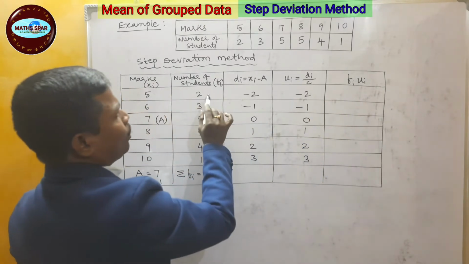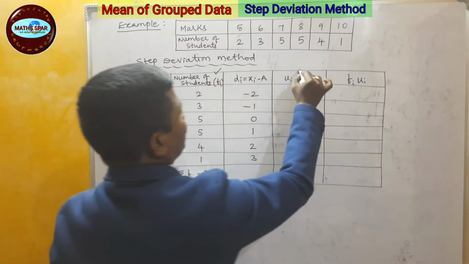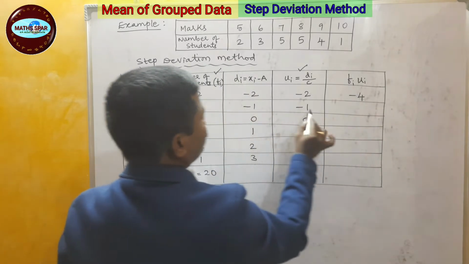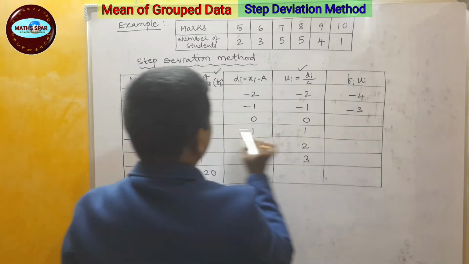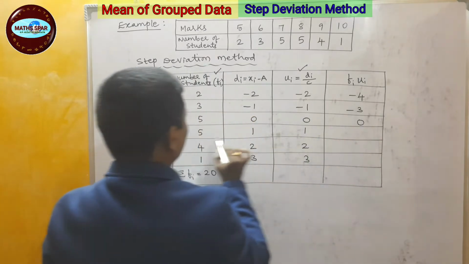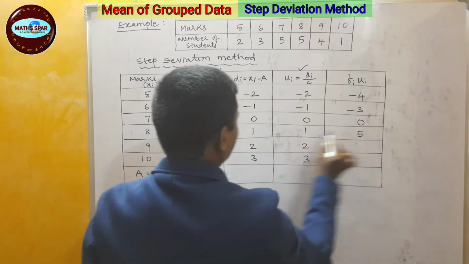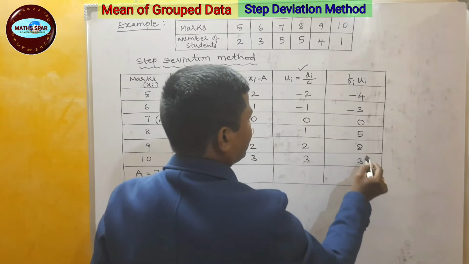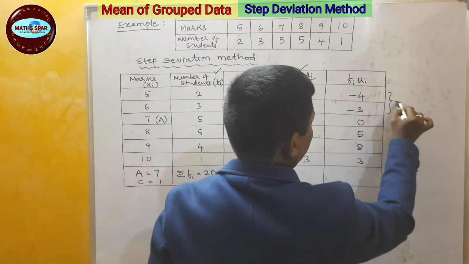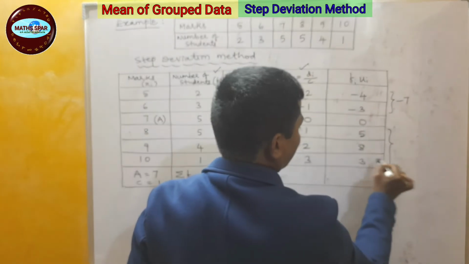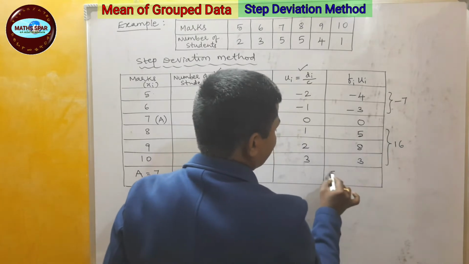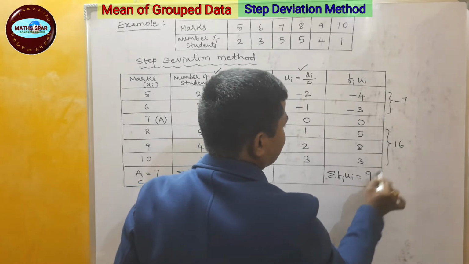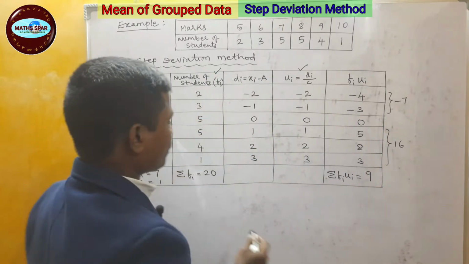Then fi ui. Strictly, you should look at fi and ui only. So 2 into minus 2 is minus 4, 3 into minus 1 is minus 3, 5 into 0 is 0, 5 into 1 is 5, 4 into 2 is 8, 1 into 3 is 3. Now if you observe, minus 4 minus 3 is minus 7. Then if you add these three, it is 16. So sigma fi ui is 16 minus 7, that is 9.